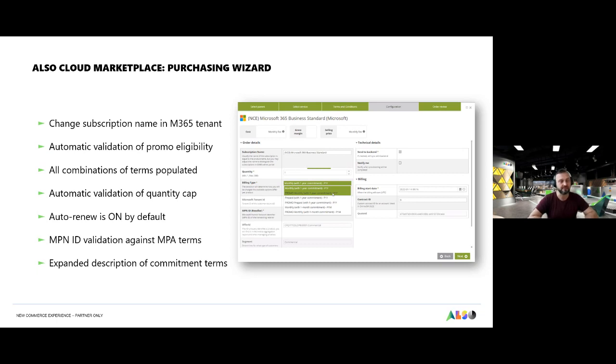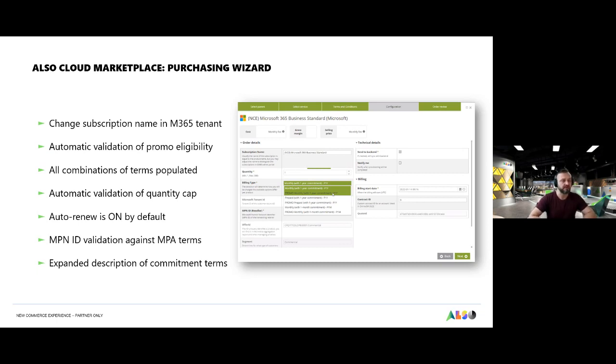You will find the full description. We have an extended description of what it will be during the purchasing. Several times we will tell you how this subscription will look and what kind of commitments it has, just to make sure that you understand fully what it is. Auto renew is always on.